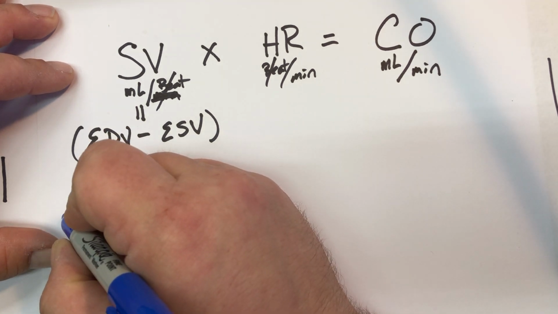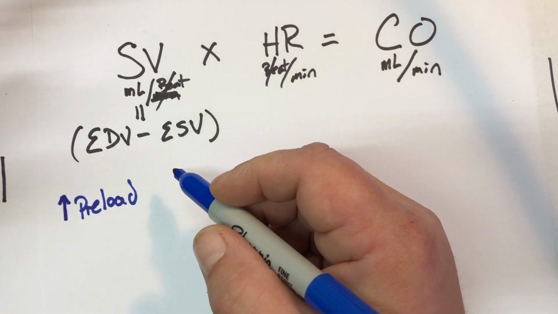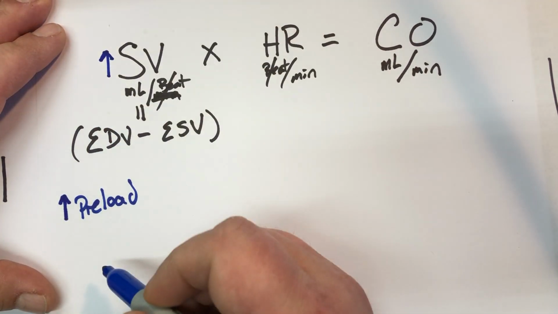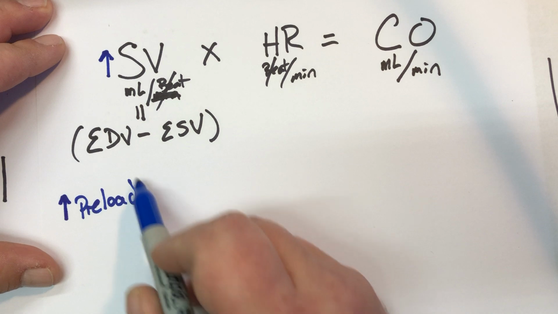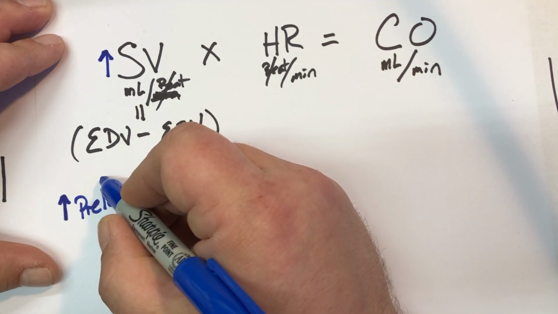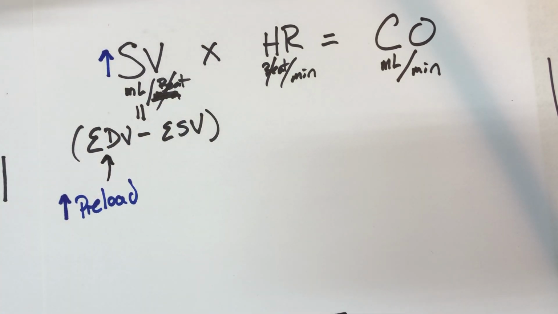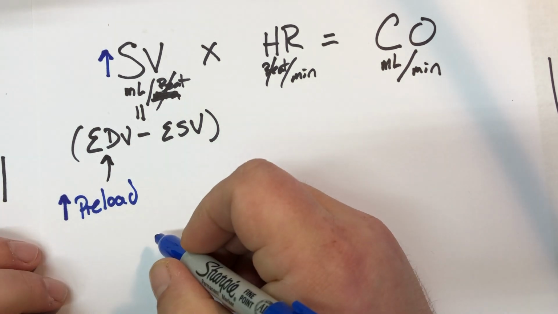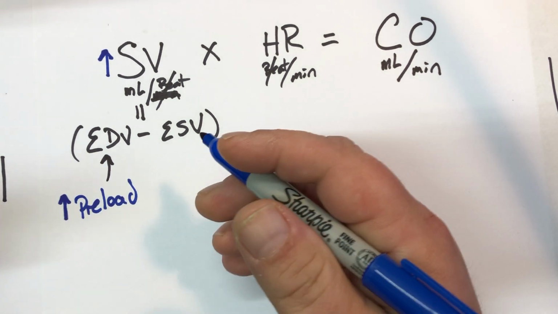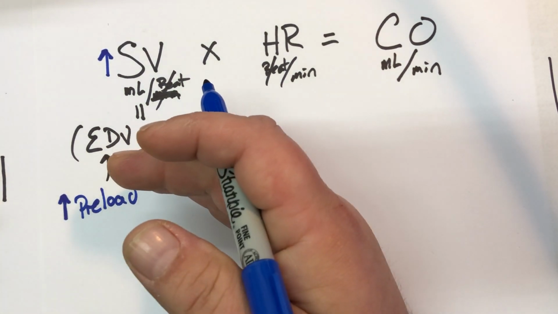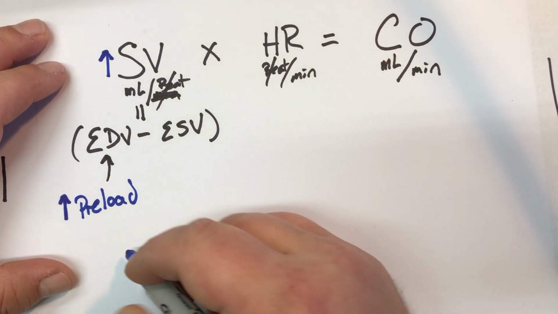If preload goes up, then that would mean there's a higher stroke volume. How do we get there? Now it's going to make a difference knowing how we increase preload. Preload affects EDV. Preload is a measure of EDV. The way that we increase preload is we increase filling of the ventricles. So there's two ways to increase filling of the ventricles.